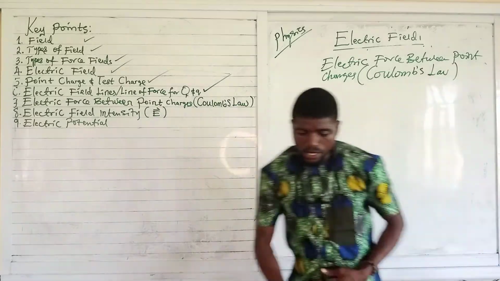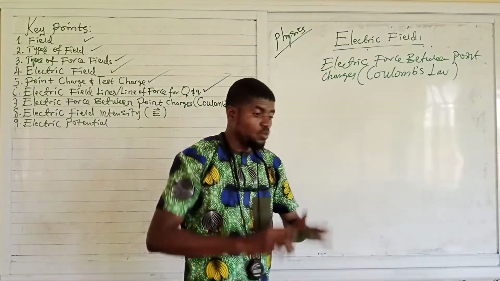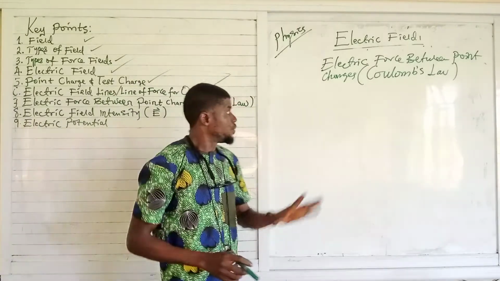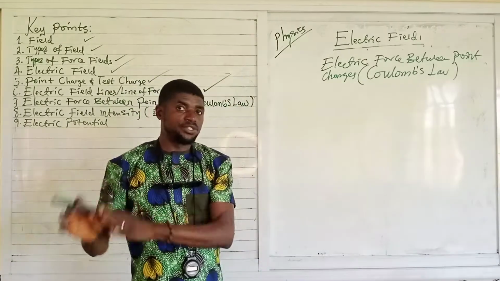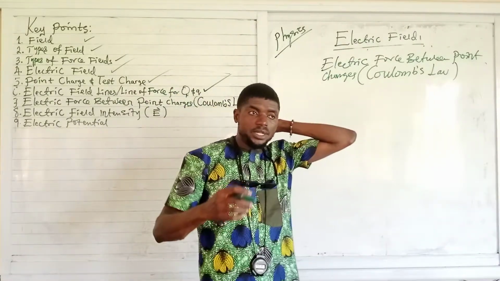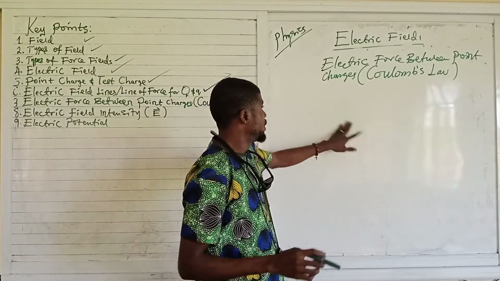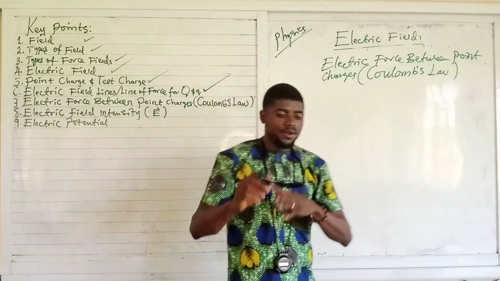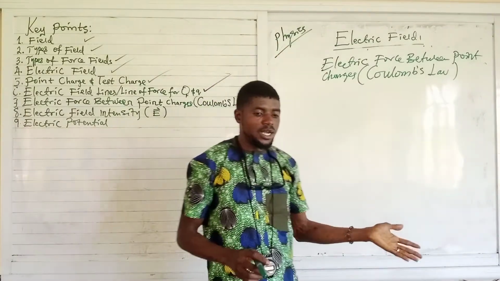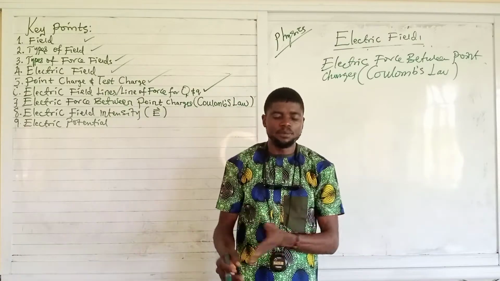There was a guy called Coulomb. Don't forget, there's another video on electricity, which is on current electricity. This one is static electricity. So he studied static electricity and he discovered that there was a relationship between the electrostatic force of attraction and the charges, and also the distance of separation between them.